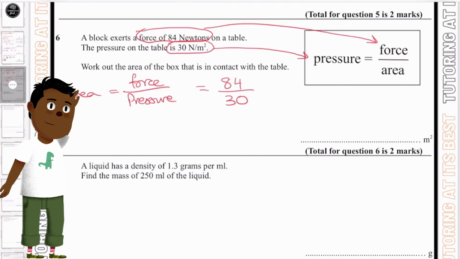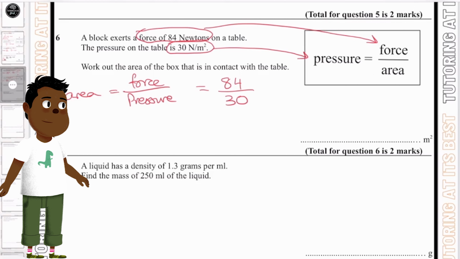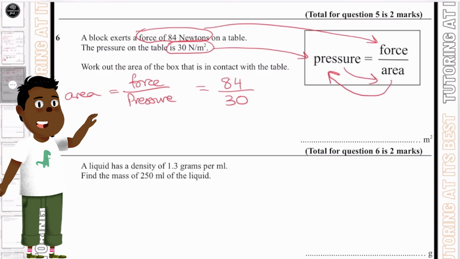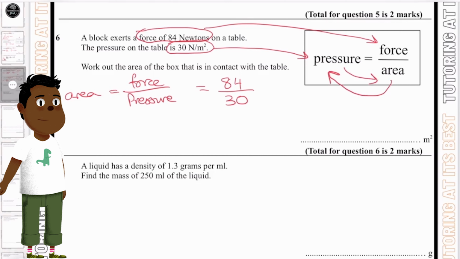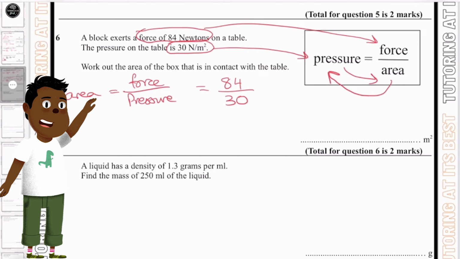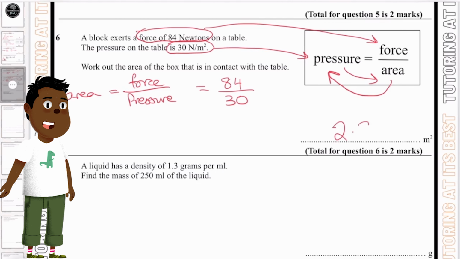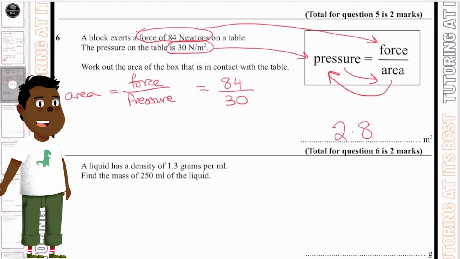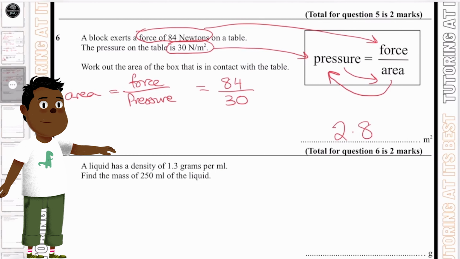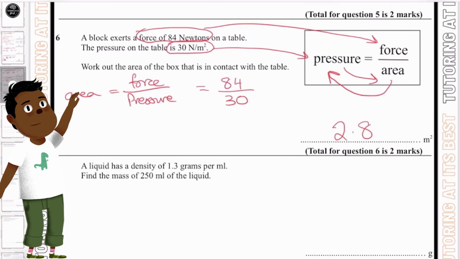So all we need to do is rearrange the formula to calculate our area. So we have a divided by area right now. If we take it to the other side, it will become a multiply. And the 30 will then swap in its place. So we now have 84 over 30, which equals 2.8 meters squared, and that is our area. So again, I've just swapped the 30 and the area over, and I've got my answer, which means it's going to be area equals force over pressure.